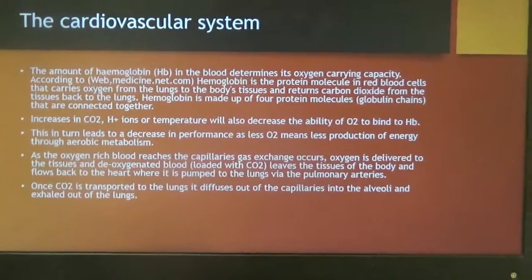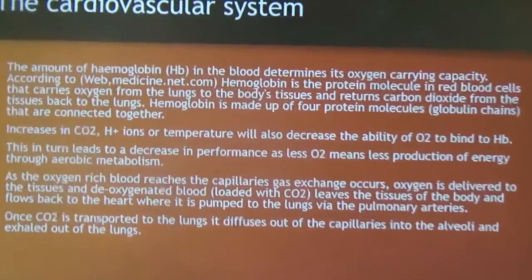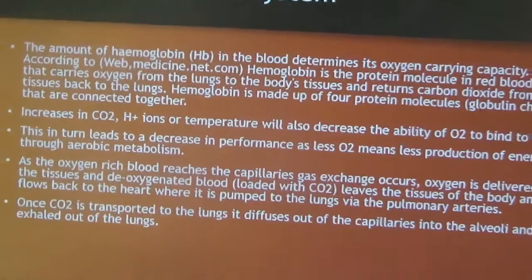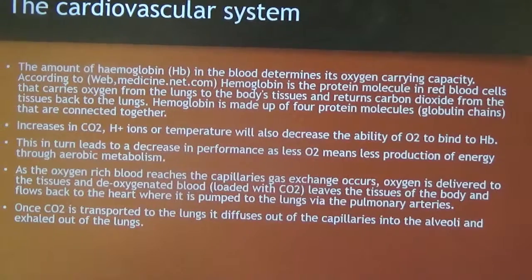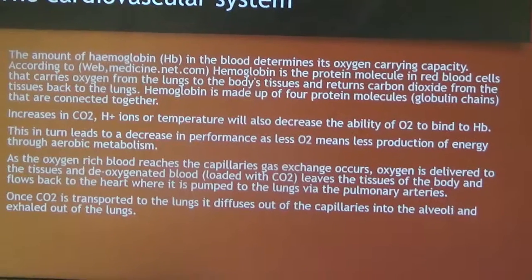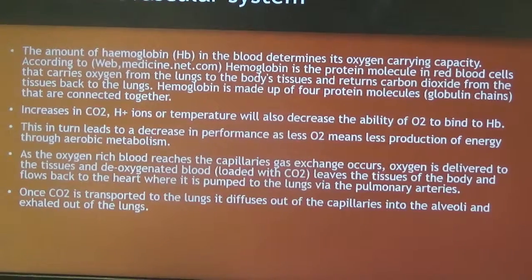The amount of hemoglobin in the blood determines its oxygen-carrying capacity. According to medicinenet.com, hemoglobin is a protein molecule in red blood cells that carries oxygen from the lungs to the body tissues and returns carbon dioxide from the tissues back to the lungs. Hemoglobin is made up of 4 protein molecules. These are all connected together.